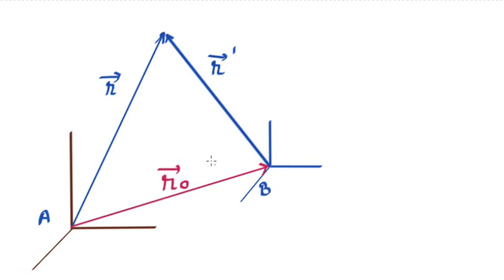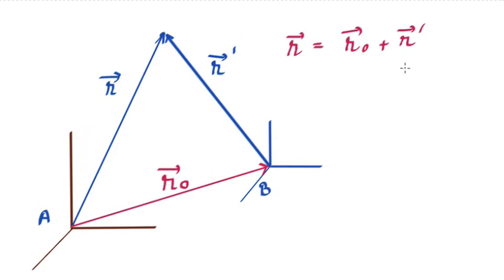Now as time goes on, remember the bird is moving, so R is changing, R prime is changing, and since the car is moving, RO is also changing. But at every instant of time, this relationship will hold. If you look at this triangle, you can see that if I start here and end here, that is vector R, it's going to be equal to RO plus R prime.